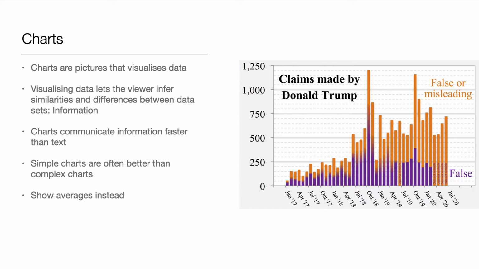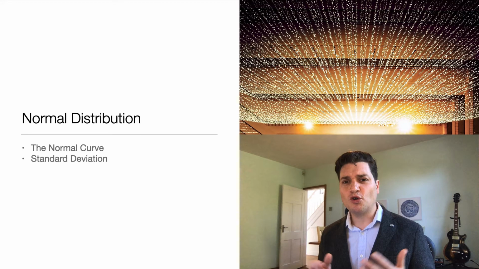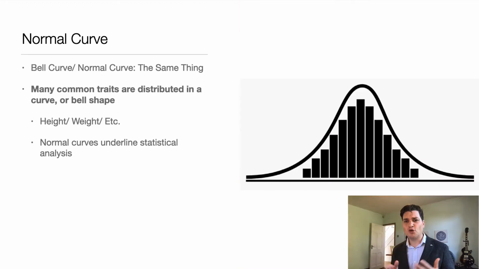That's not really statistics. So let's take a dive into what I mean by statistics and ranges of scores. We start with something called normal distribution, and then we're going to go on to something called standard deviation. Normal curve is your normal distribution. So it's a bell curve or normal curve. It's got a few different names. They all mean the same thing, which is this image here. And it's how common traits are distributed in a curve or bell shape.